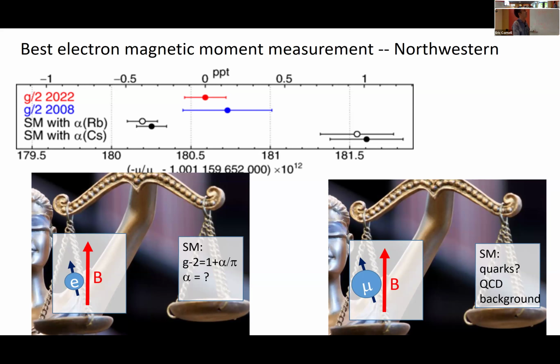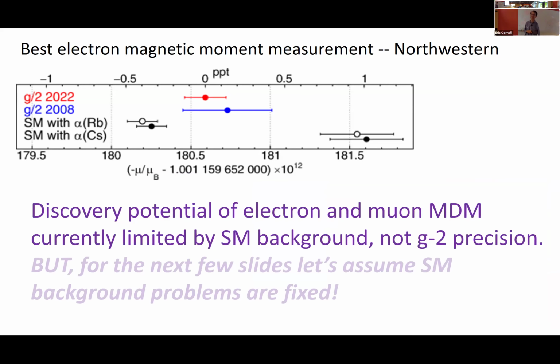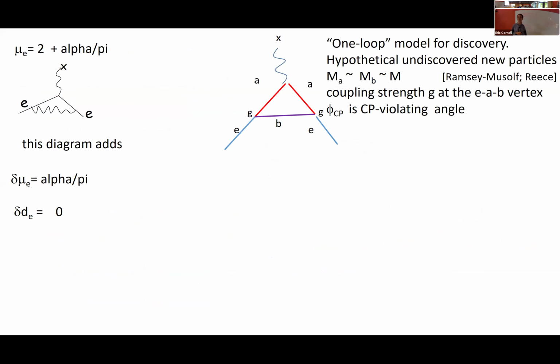But for now, I'm going to go ahead and imagine that the standard model background things are resolved, as I think they will be in both cases, and just do a comparison based on the raw error bars from the experimental measurement of electron G-2, muon G-2, and electron EDM. Okay, so we're assuming standard model is fixed.